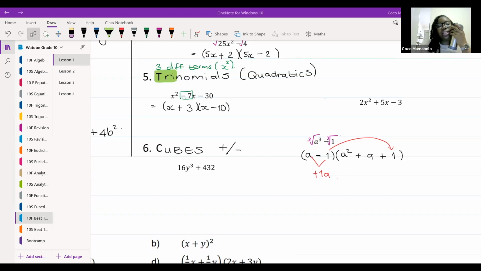We're doing the 16y squared plus 432. Don't give it away. It's a cube, so we must take the cube root.